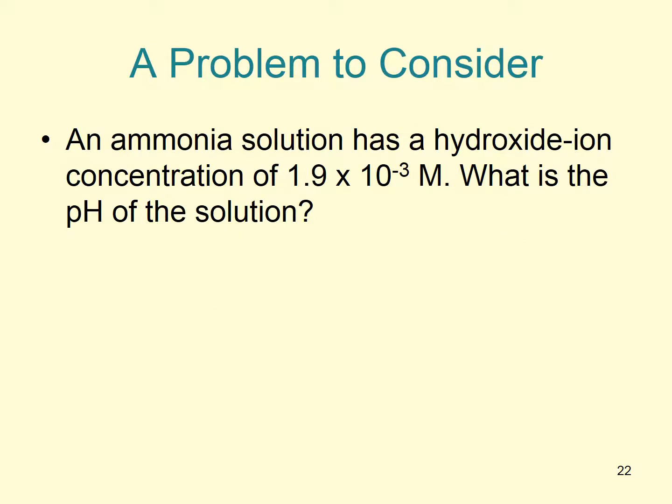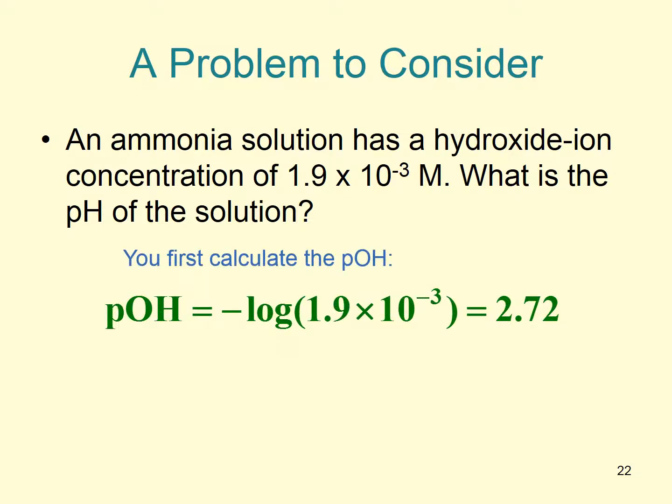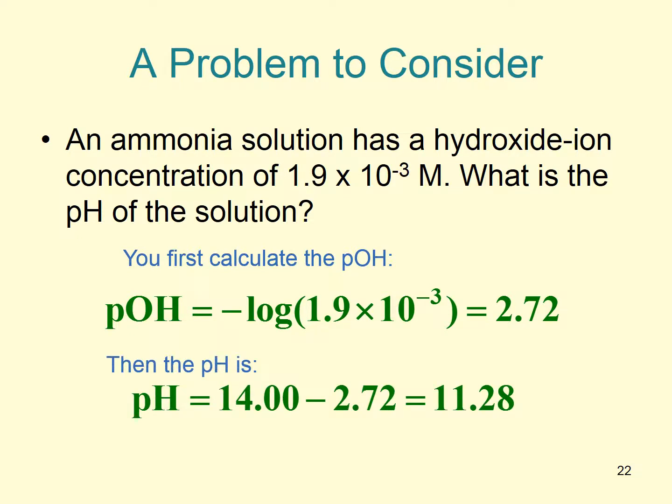All right, so an ammonia solution has a hydroxide ion concentration of 1.9 times 10 to the minus 3 molar. What is the pH of the solution? There's actually a few ways that you can do this, but probably the easiest way would be to find the pOH. So pOH is negative log 1.9 times 10 to the minus 3, which is 2.72, and then just subtract from 14. So pH is 14 minus 2.72 gives you 11.28.